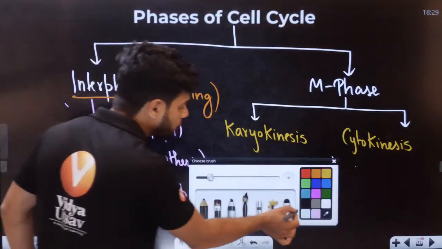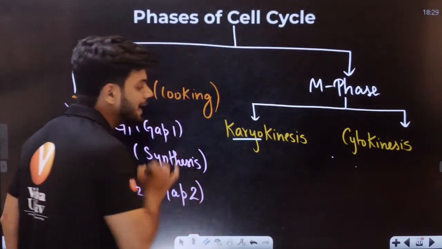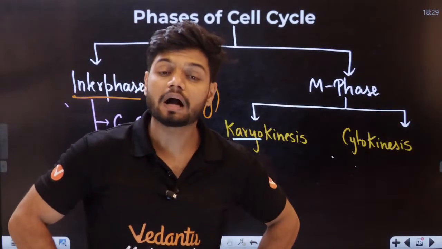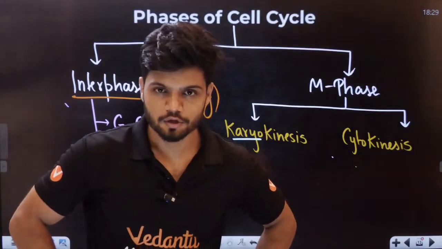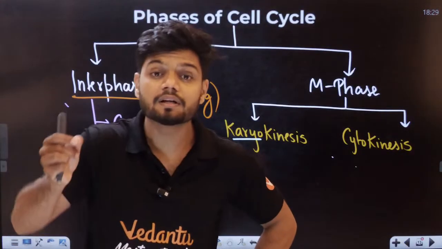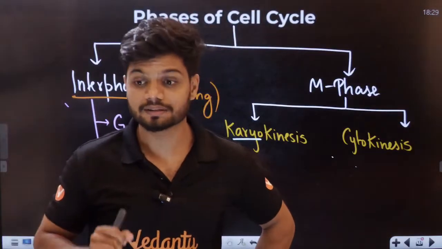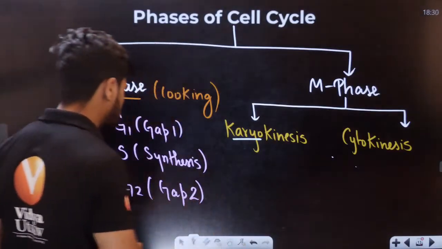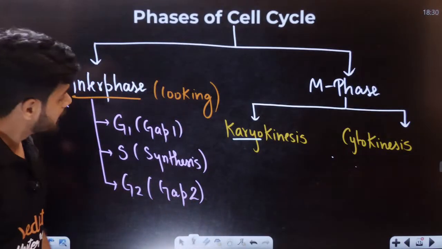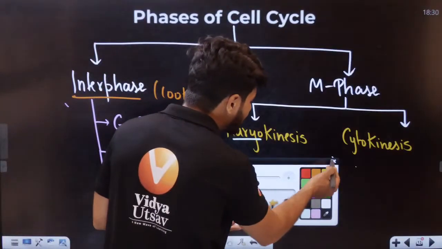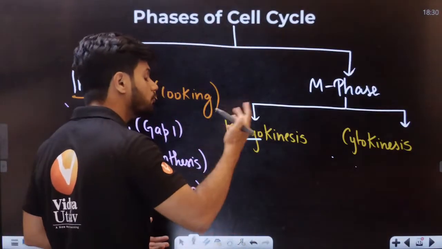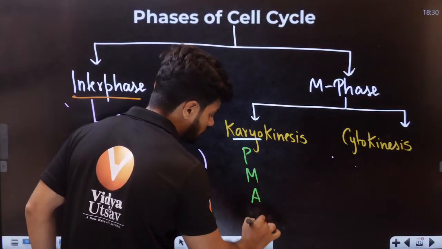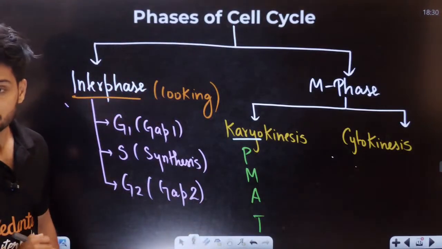Now, students, can anyone tell me what I mean by karyo? The meaning of karyo is nucleus. So in karyokinesis, the nucleus is dividing. Now karyokinesis can further be divided into four different phases called PMAT. What is the meaning of PMAT, students?